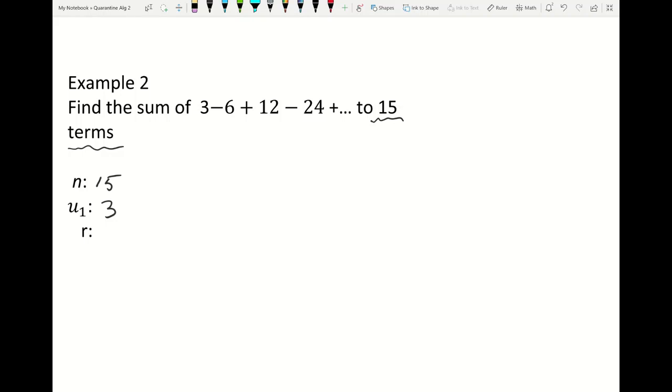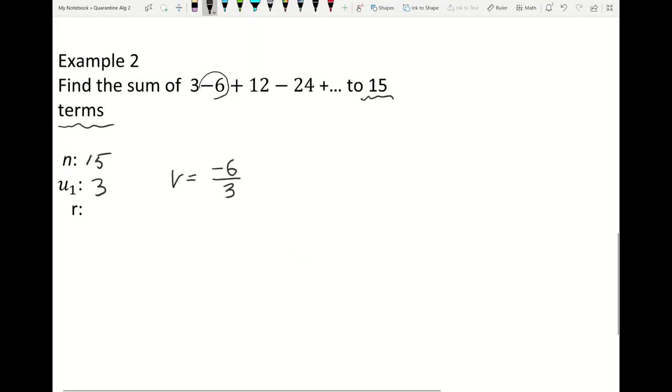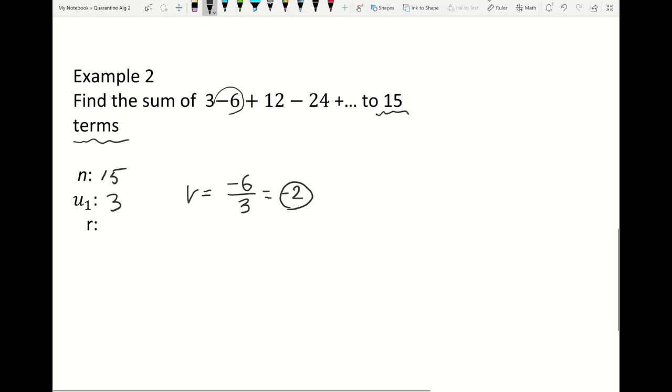Next one is R. Now, do you know how to figure out R? You pick a number. So again, let's pick the second one, -6, and then divide by the number previous, which is 3. So -6 divided by 3 is -2. Okay, so R is -2.